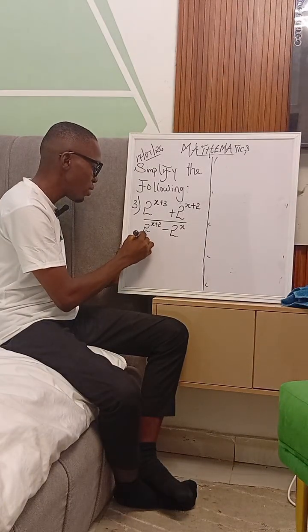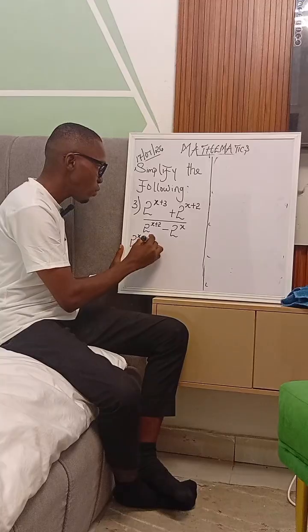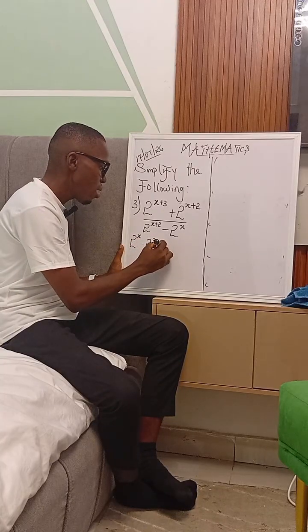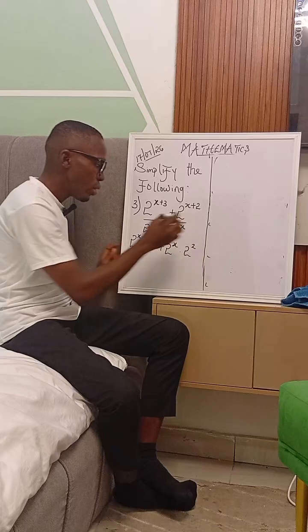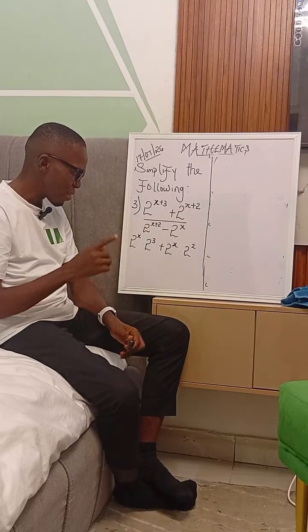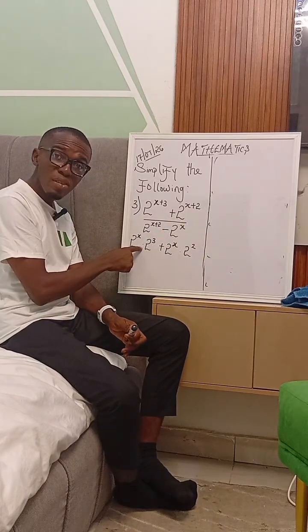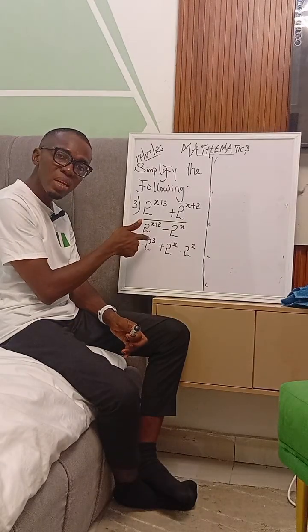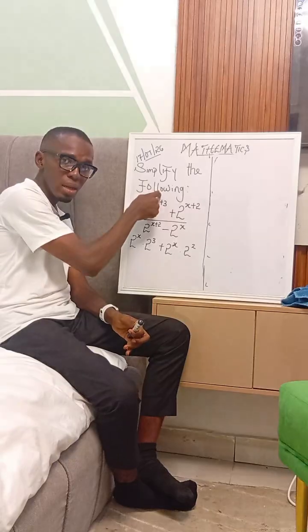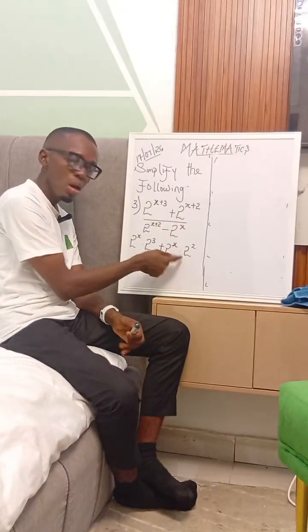The numerator can be written this way: 2 power x dot 2 power 3 plus 2 power x dot 2 power 2. Now let me explain why it is so. This is the reason. The dot is multiplication, please. So if I put my multiplication, I'll be having 2 to the power of x. Their bases are the same, so I can add them up. It will give me back this. Same thing is applicable here.